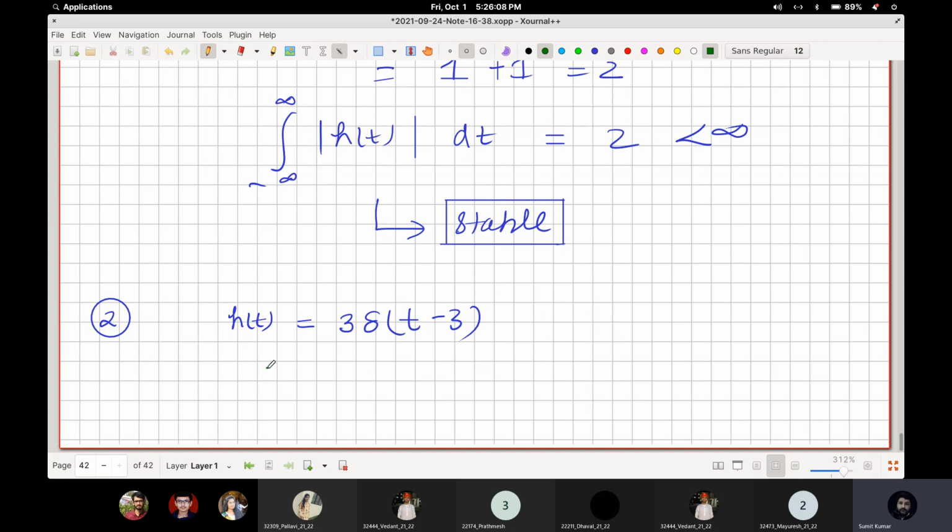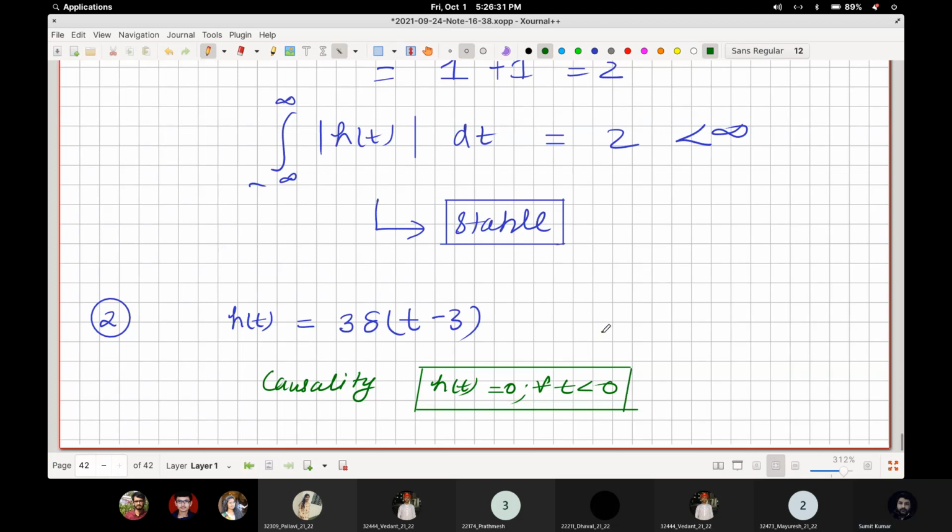Now, what is the condition for causality? That h of t should be equal to 0 for t less than 0, isn't it? For all time t less than 0. This is the condition for causality, right? Does this impulse response satisfy that? It's an impulse, and its area is 3. It is located at which point, t equal to 3 or t equal to minus 3? t equal to 3.